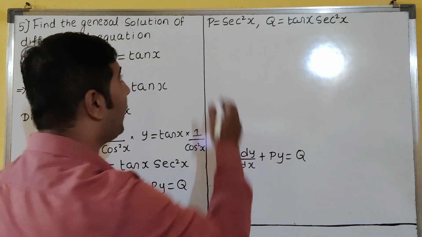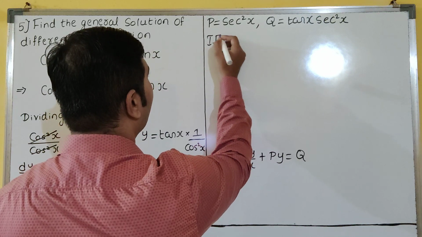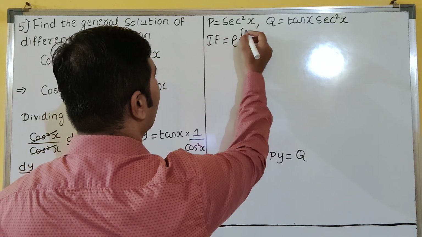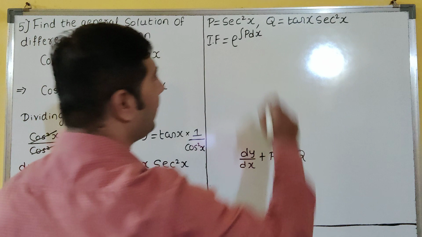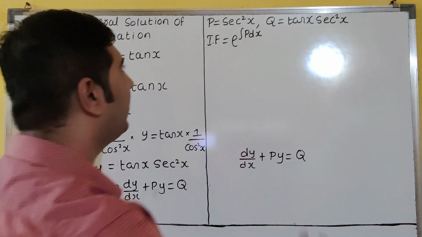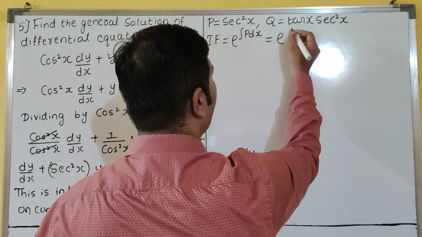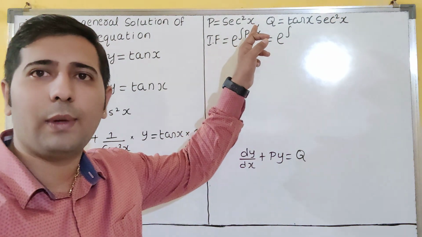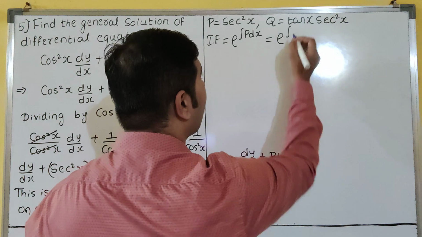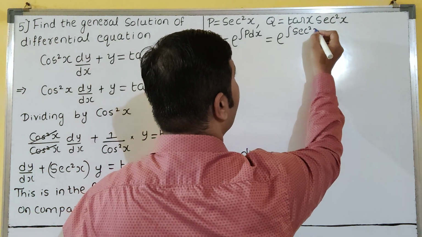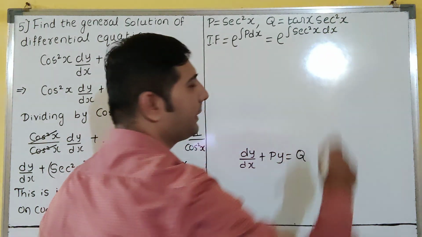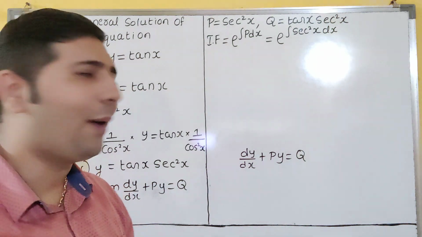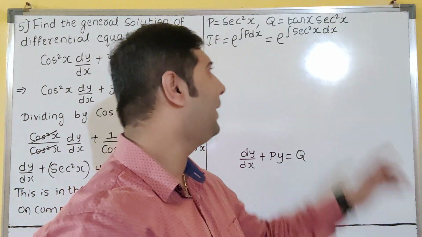So now see here, how to find IF. IF is equal to e raised to integration p dx. So we can write this as form number 1. That's why. So now IF is equal to e raised to, so what can you write here? See here, p value is what, dear students? P value is sec square x, sec square x into dx. Clear everyone? Observe very carefully now.